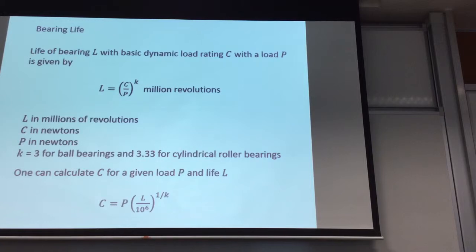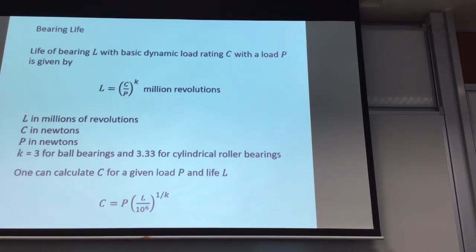The equation to calculate the life is given by this. L is basically your life, in millions of revolutions. C is the dynamic load rating, which is given for each bearing. P is the load that you apply to the bearing. This is something that you calculate from your gears. K is basically a constant. Most likely you use a ball bearing, so K will be 3.